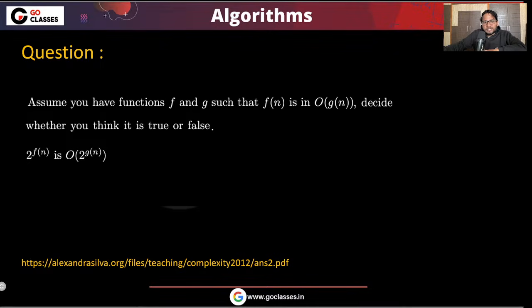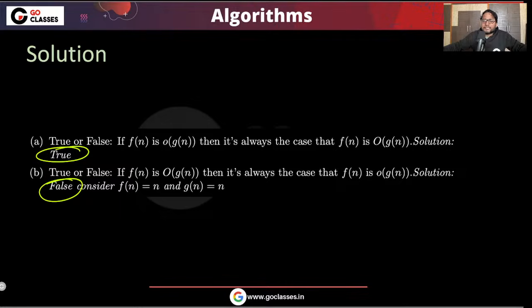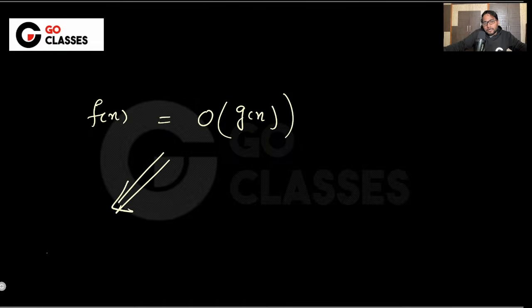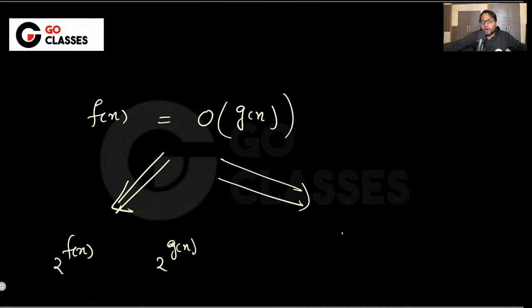Now let's move to some more interesting questions, where I will talk about the exponent and log. That means if f(n) and g(n) are related by something, maybe big O, then what about 2 power f(n) and 2 power g(n)? What about log f(n) and log g(n)? Let's talk about these kinds of questions.